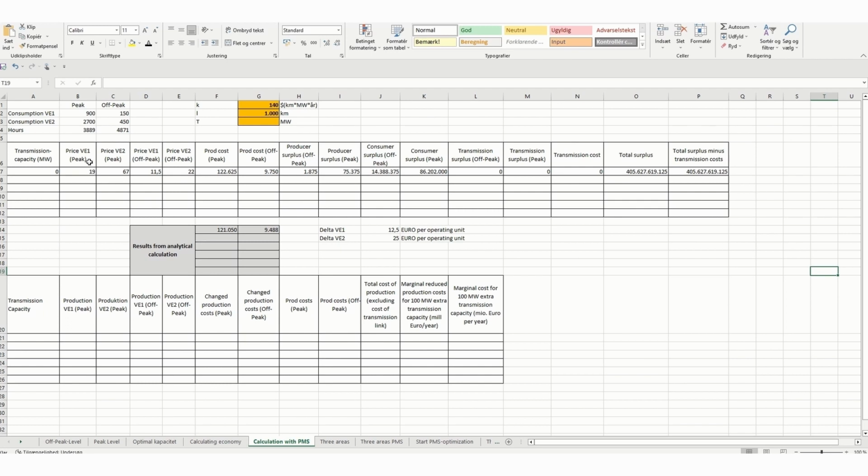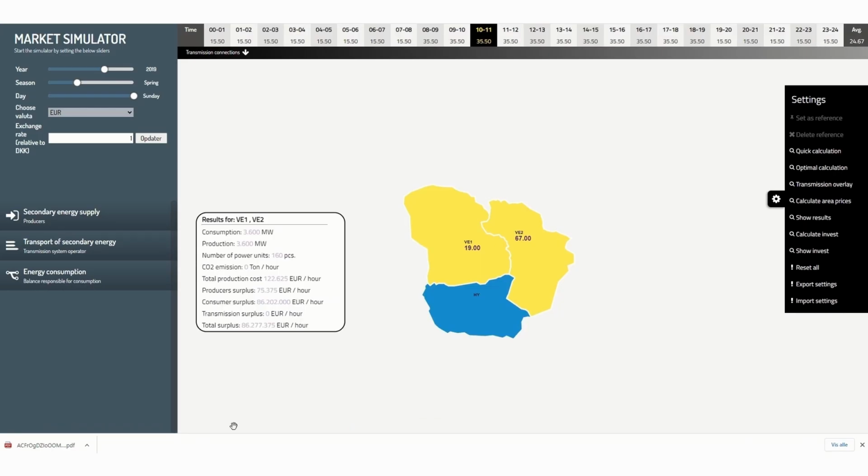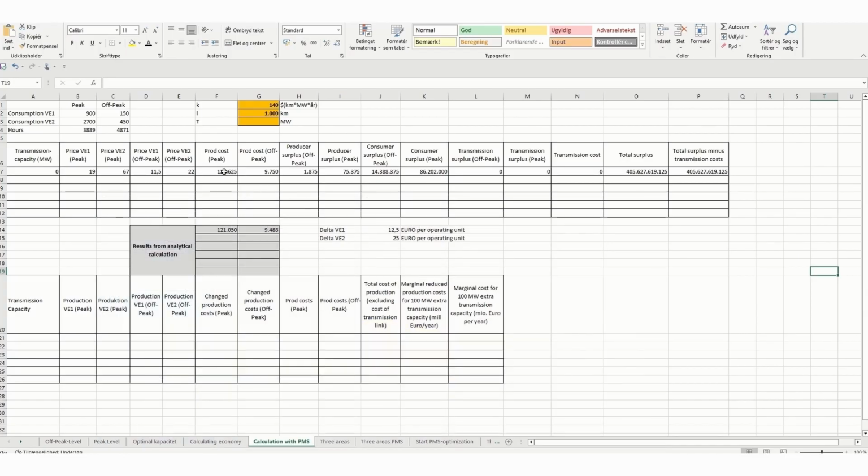So you can see here we are in a peak period. The price in VE1 was 19, and in VE2 the price was €67 per megawatt hour. In the peak period, the total cost here was this amount here. You can just check it here. This value here is the same here, and the producer surplus in the peak hour was this here, and the consumer surplus in the peak hour was this value here.